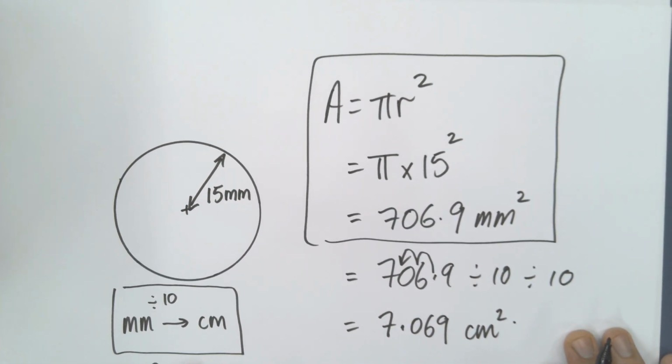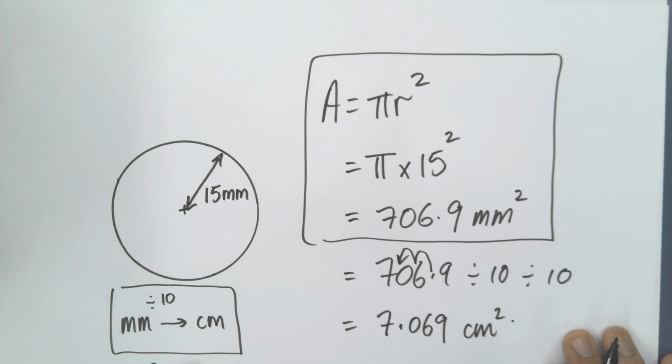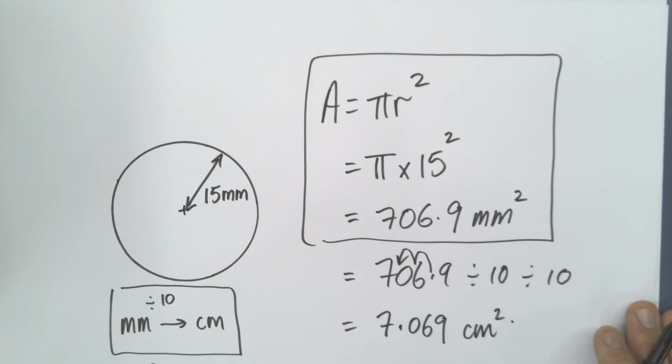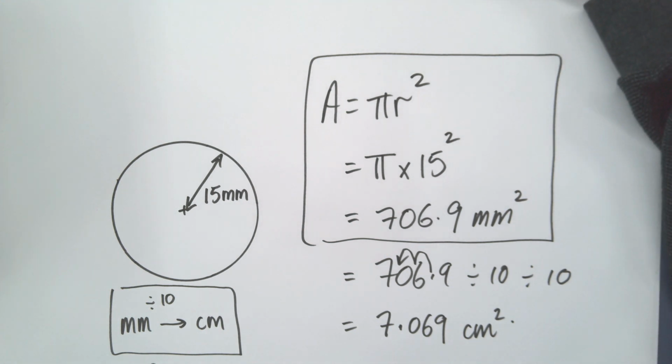But that stuff there is your definite go-to. All right, so that's the area of a circle. You just need to make sure that you have the radius. I cannot stress that enough. All right, off you go.